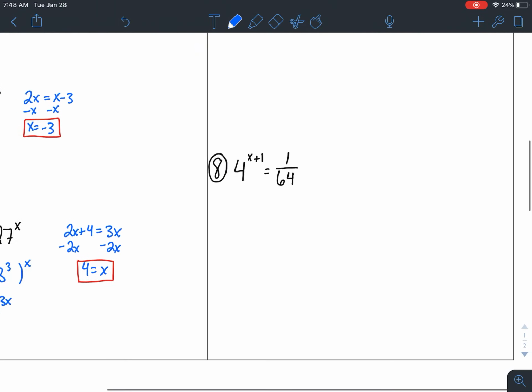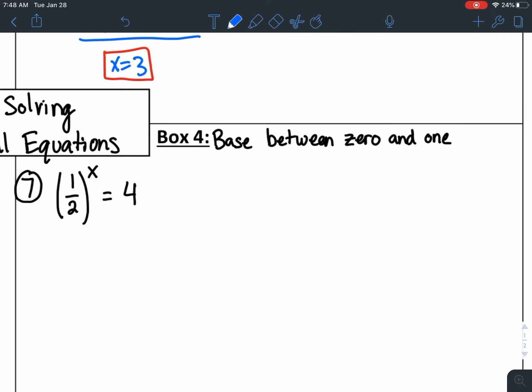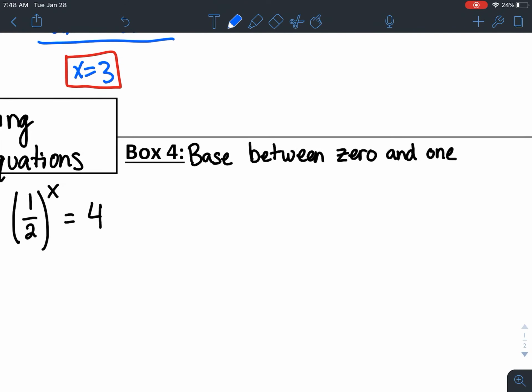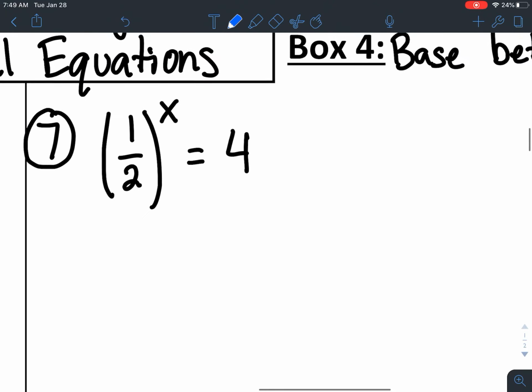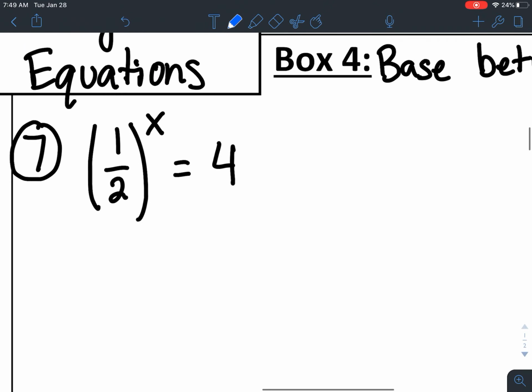With box 4, there's only 2 problems. With this one, we're looking at how we would handle something when your base is between 0 and 1. Now, I specified between 0 and 1 because it's necessarily just less than 1. Again, this is kind of going back to those exponential decay problems where our base is between 0 and 1, which we see is usually a fraction. So it's actually very, very similar to box 3. We're going to try and rewrite them in terms of the same bases.